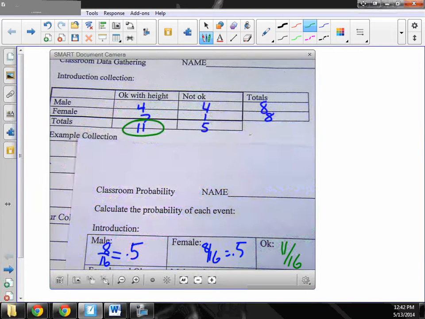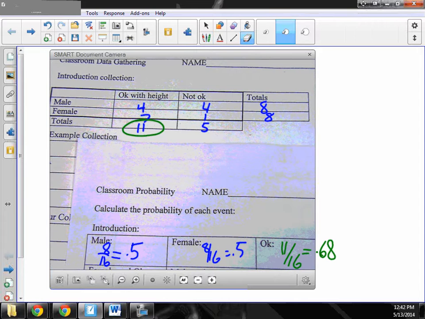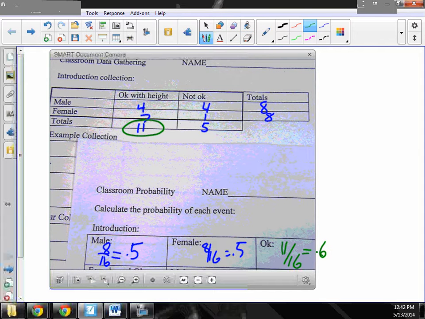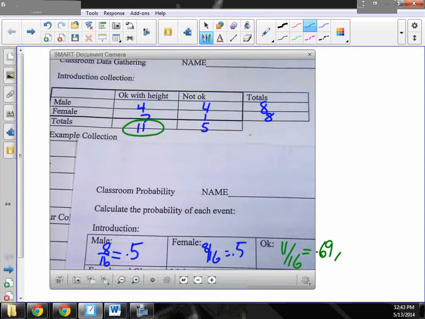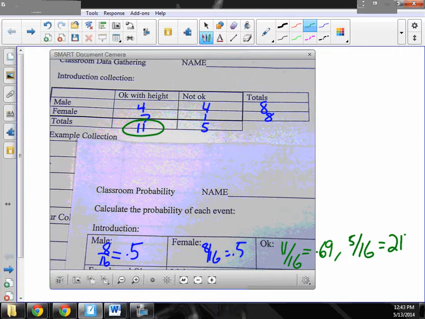Oh, sorry. What is 11/16? Come on, Jasmine. You've got the calculator. 0.68. Does that need to be rounded up? Yeah, so if it needs to be rounded up, or else you'll be off a little bit. 0.69. And what is the probability that somebody is not okay with their height? So 5 out of 16, which is going to be 21%.